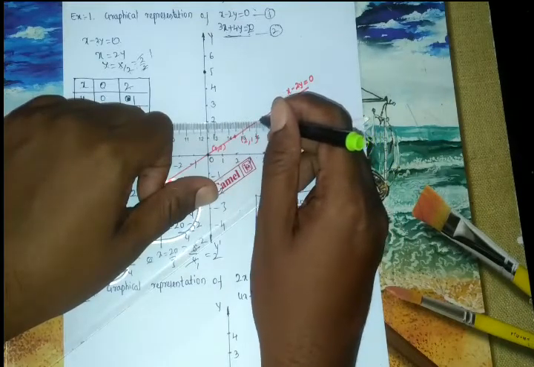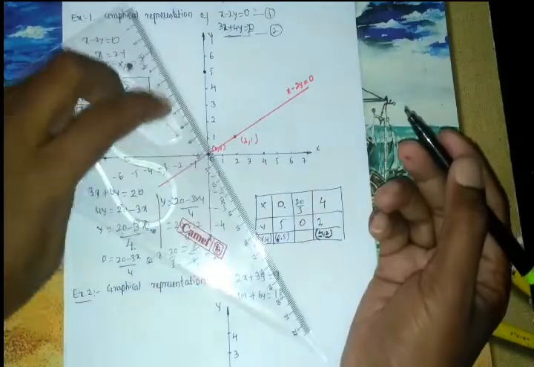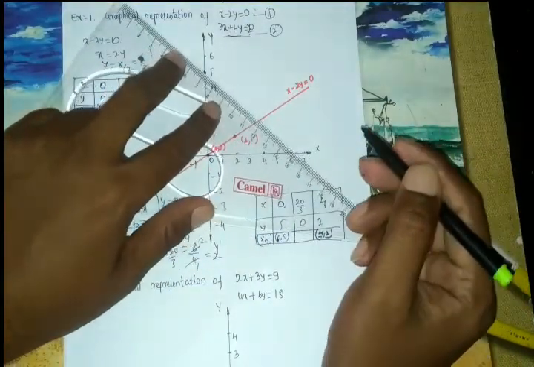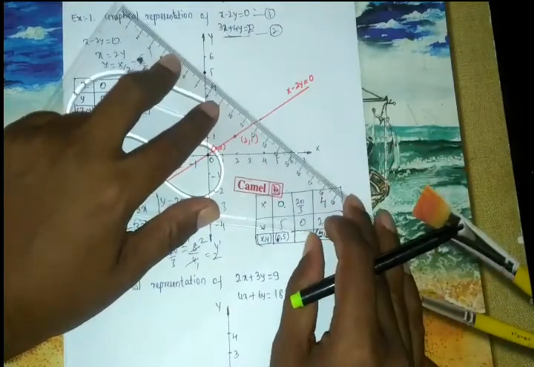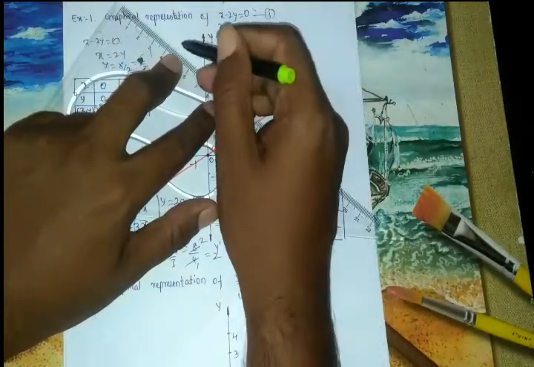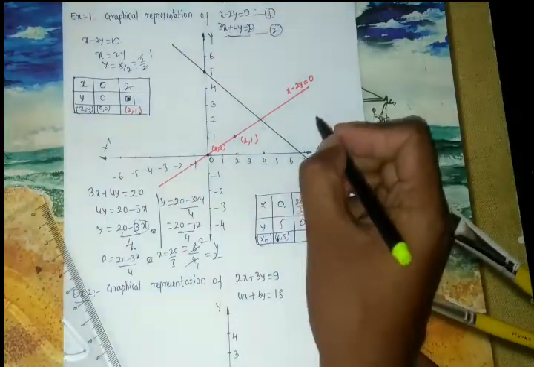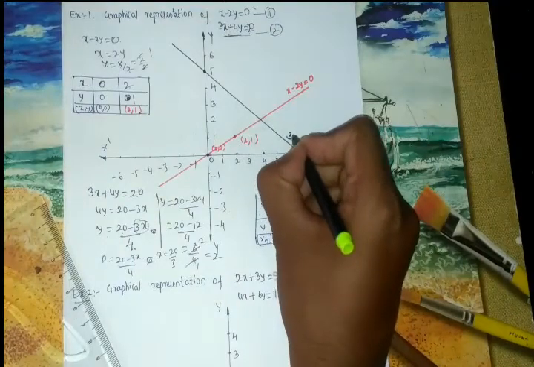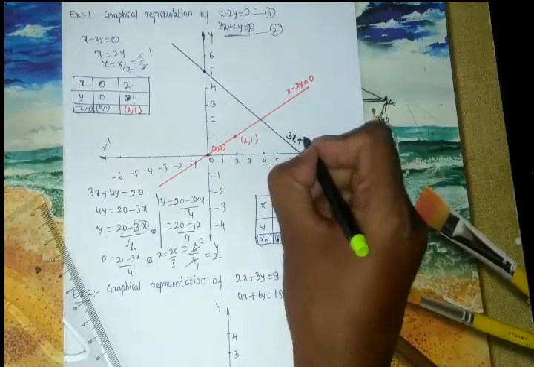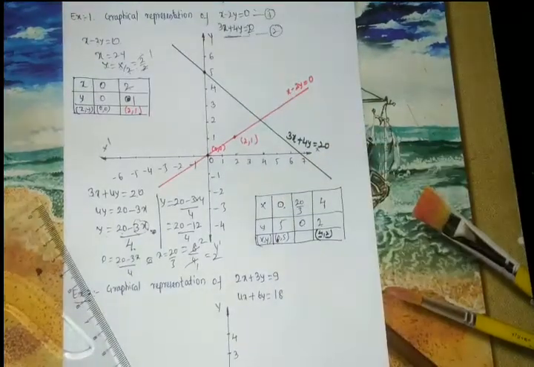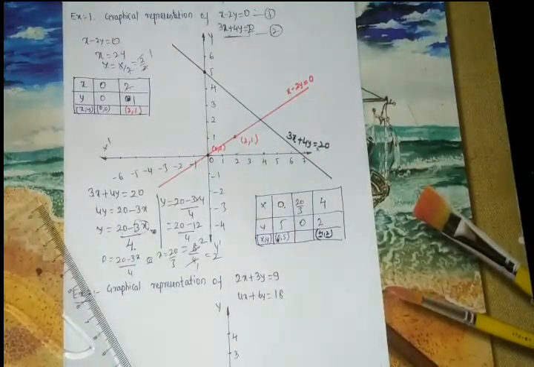Okay, we have to take a graph and we have to join the lines properly. So when I join these 2 points, I will get a straight line. So this line is for equation 3x plus 4y equals 20. What I observed from the graph is the graph of a linear equation is always a straight line.